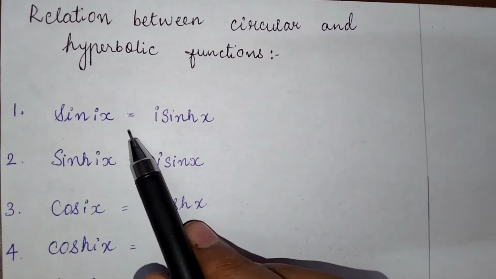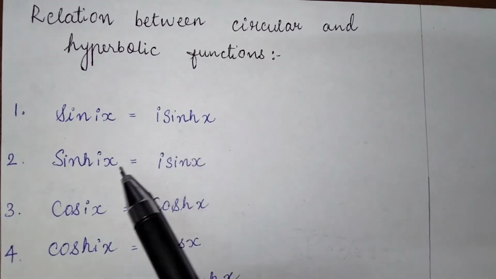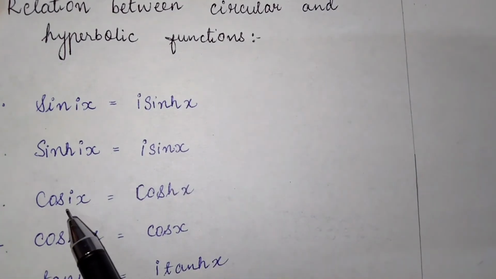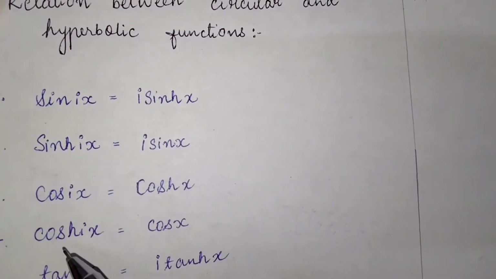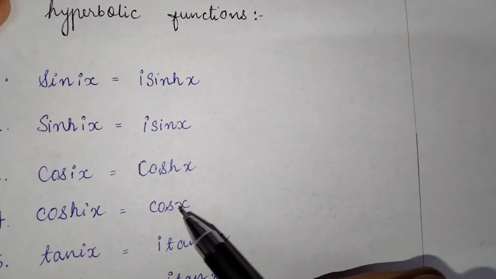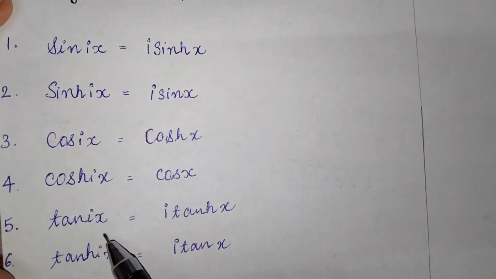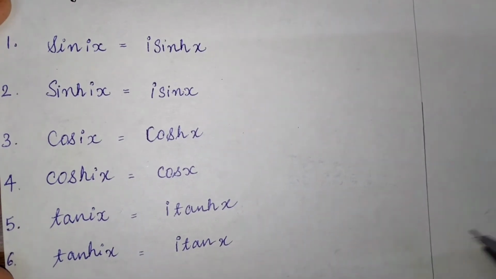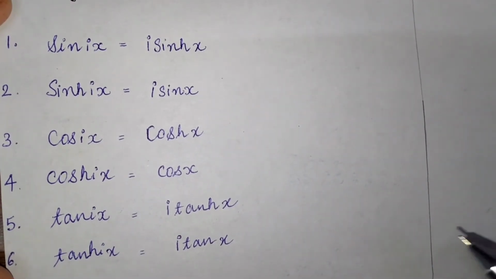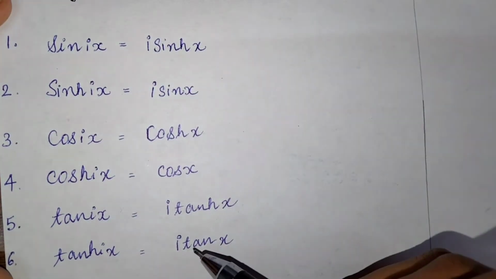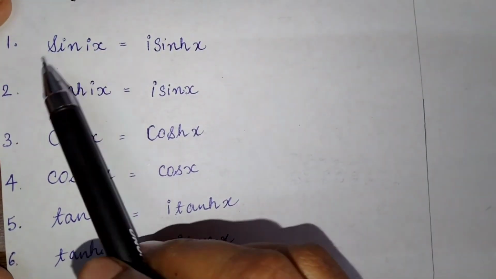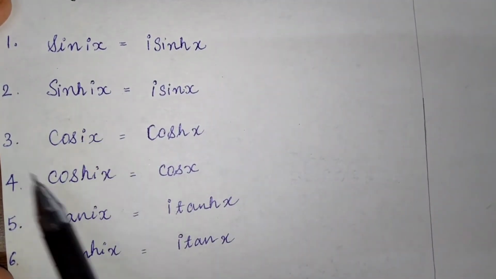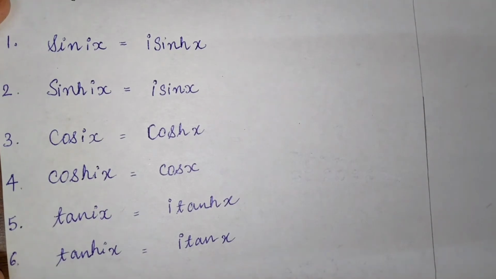So now we will study the relation between circular and hyperbolic functions. Sin of ix is equal to i sinh x. Sinh of ix is equal to i sin x. Cos ix is equal to cosh x. Cosh ix is equal to cos x. And tan ix is equal to i tanh x and tanh ix is equal to i tan x. Sin and tan are similar, that when we have tan ix or sin ix, it will be i sinh x or i tanh x. The difference is only about the cos terms. Okay?